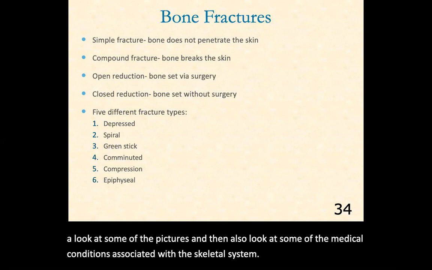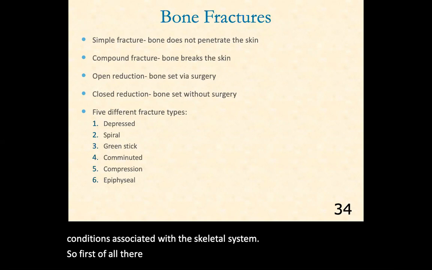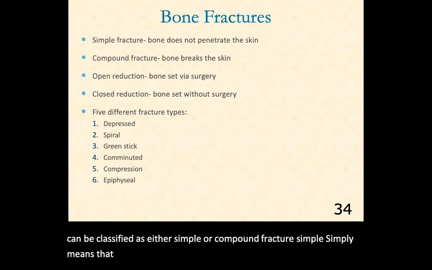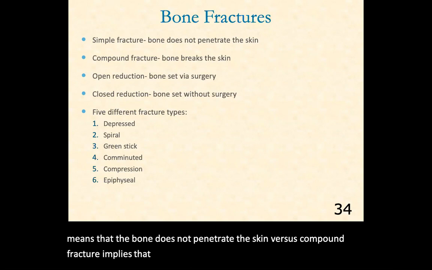So first of all, there are two ways of classifying the typical fracture. It can be classified as either a simple or a compound fracture. Simple simply means that the bone does not penetrate the skin, versus a compound fracture, which implies that the broken piece of bone protrudes out of the skin.